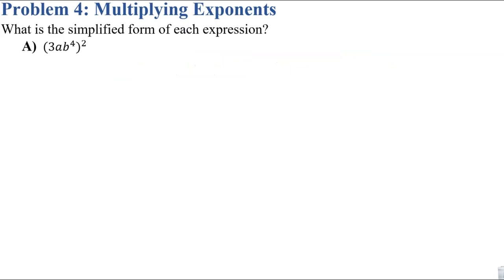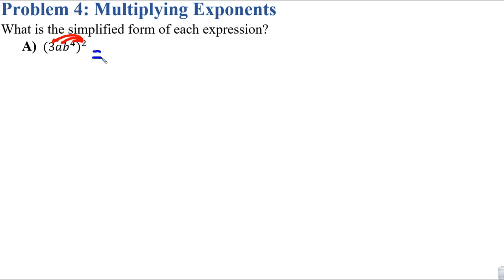Let's go ahead and use those multiplication properties here. And we'll just run through 3 questions that demonstrate each of them. So the first one, what's the simplified form of the expression? I've got 3ab to the fourth, all raised to the second power. Now what we said is that to make that happen, you're going to distribute that 2 to all 3 parts here.